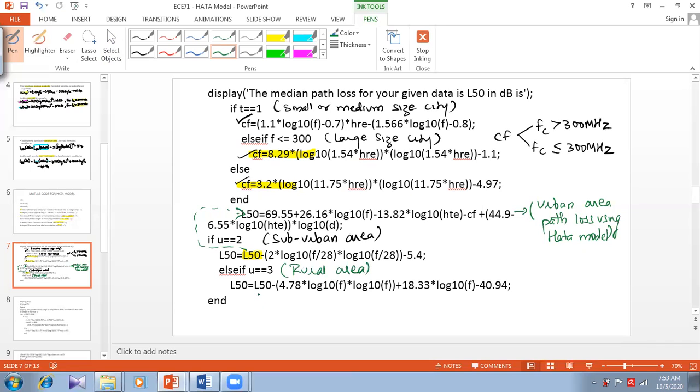If it is a rural area, again, L50, we have already found out, it is the urban area path loss using the Hata model. And then the remaining part of the equation has to be substituted, by which we will find out the value for your rural area path loss using the Hata model. So this will give us the rural area path loss, and this formula will give us the suburban area path loss. Suburban area path loss. I hope everybody has understood this.